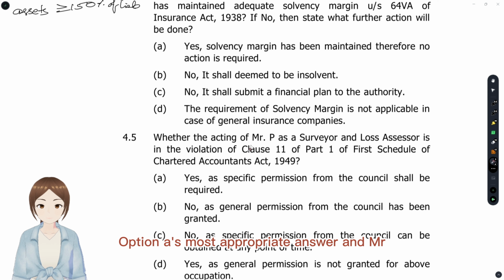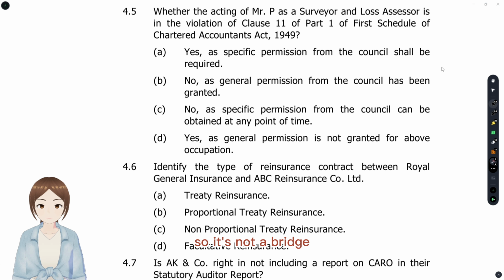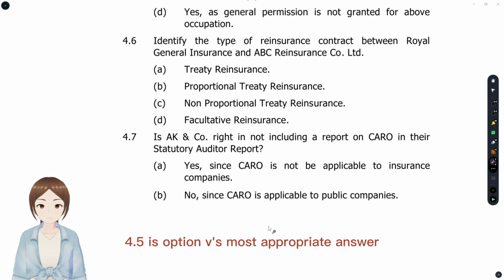And Mr. P is acting as a surveyor and loss assessor. Was that a violation of clause 11 of part 1 of the first schedule of professional ethics? No, general permission was given, like for valuation or for inspection of examination papers and so on. A general permission has been given, so it's not a breach. Option B is the most appropriate answer.